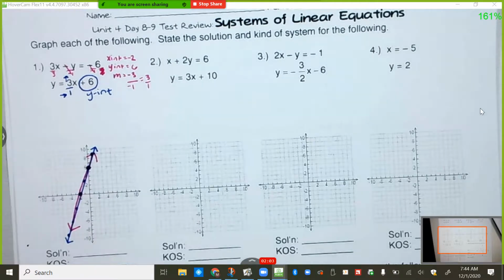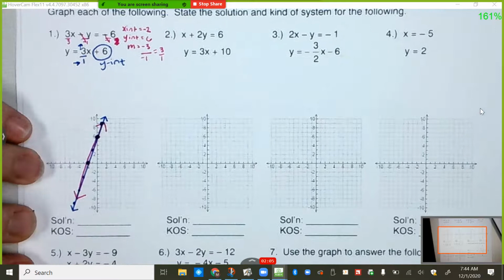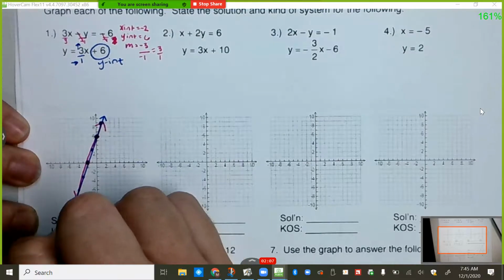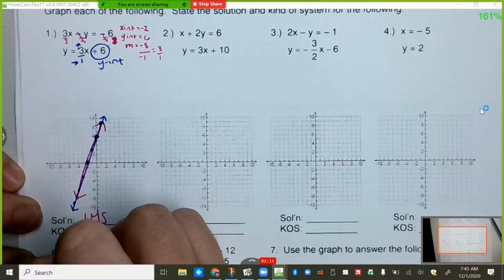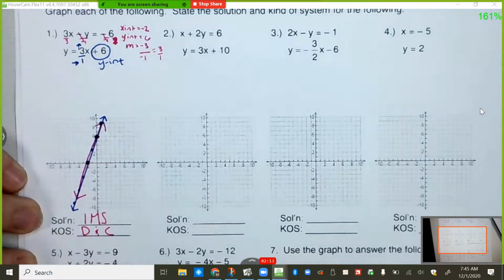Okay, so when they overlap, we know that everywhere is a solution, so we call that infinitely many solutions. And the kind of solution is dependent and consistent. Okay.